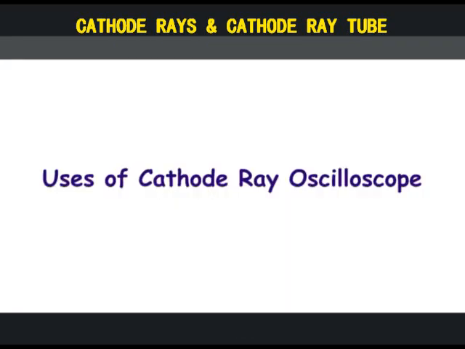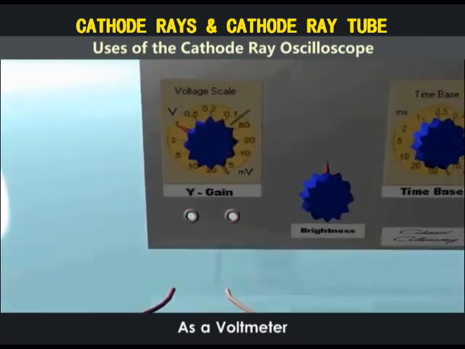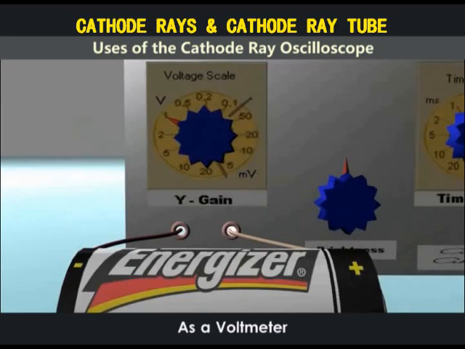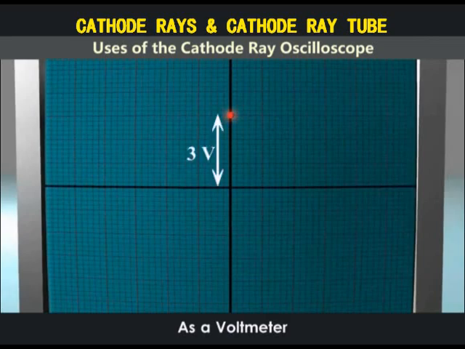Let's talk about the uses of the CRO. First is CRO as a voltmeter. Now we have seen that a CRO can indicate the voltage of a DC or AC supply. This is connected to the Y input with the time base off. The sensitivity is then adjusted, for example 1 volt per box. The distance from the center to the bright spot gives the voltage.